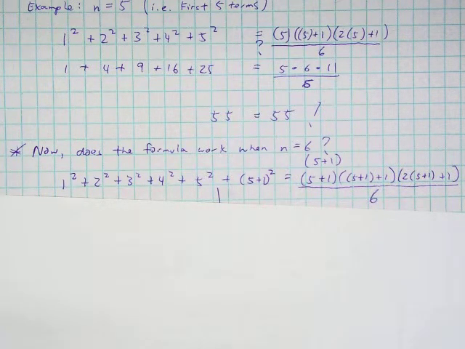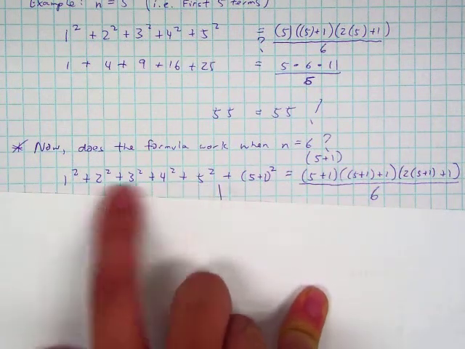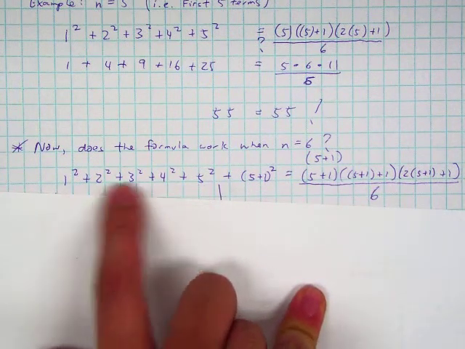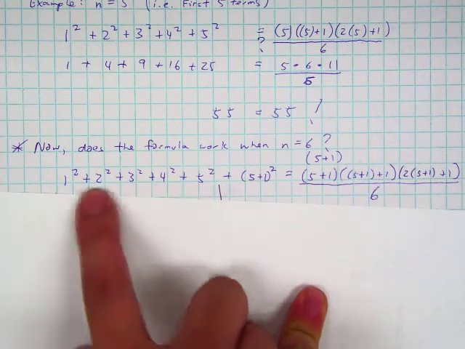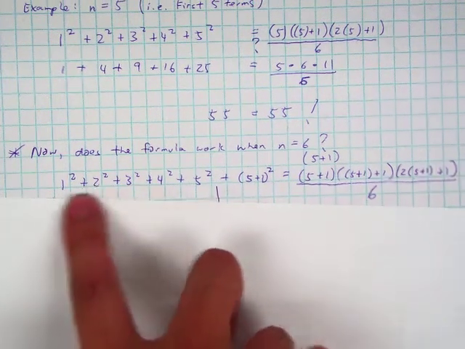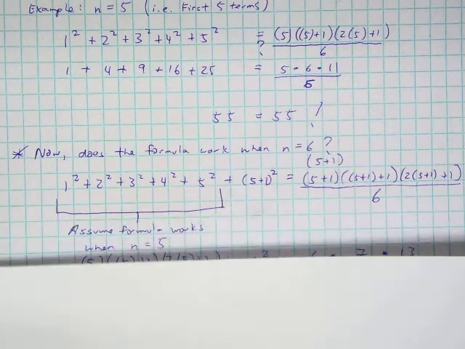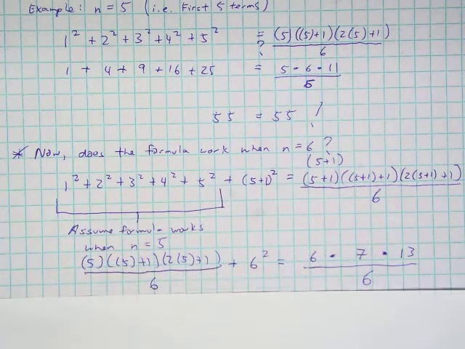Now, does this formula work? That's the question. Well, we know we're going to assume the formula works right here, okay? We assume the formula works. Well, we know it works from up there, but let's assume that it works. Okay? So we're going to put in that same thing we had on the other side. We're going to assume it works when n equals 5.